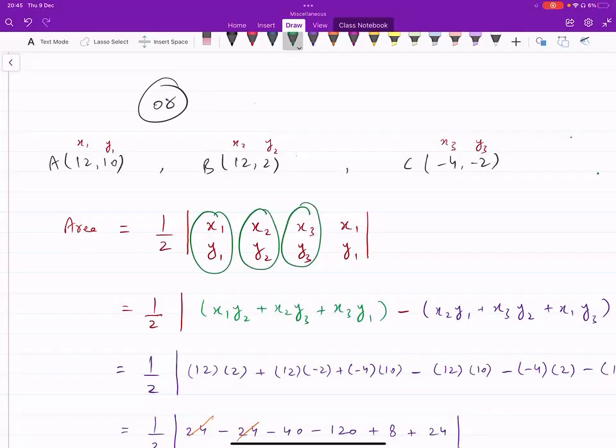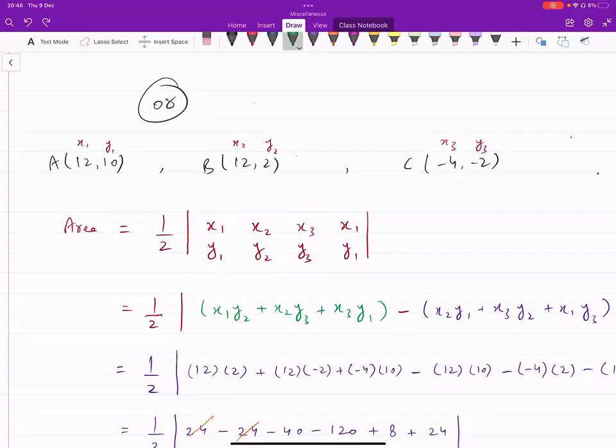Whatever coordinates you have, it works for quadrilaterals as well, pentagons as well. However many vertices you have, the idea remains the same. You put all the vertices like this, x1, y1, x2, y2, x3, y3, and then finally at the end, in the last column, you are going to repeat the first coordinate again, right? After writing all the coordinates, you have to repeat the first coordinate at the end, okay?